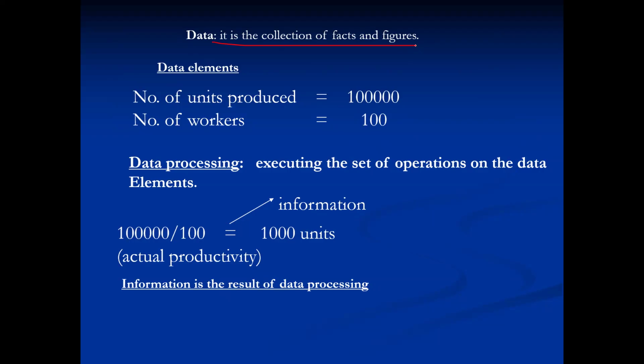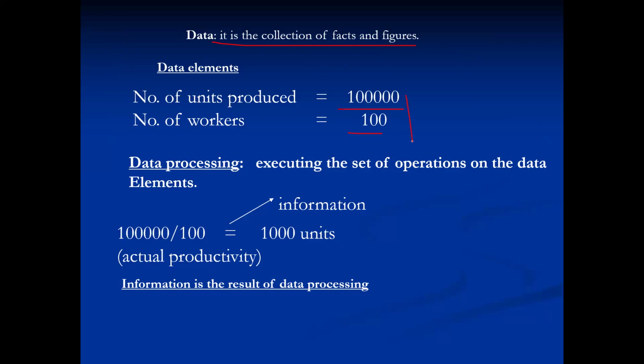For example, this is April 2026, right? In March 2026, you have produced 1 lakh units. Total production in your organization is 1 lakh units, and we have 100 workers. This is called data. That's it.